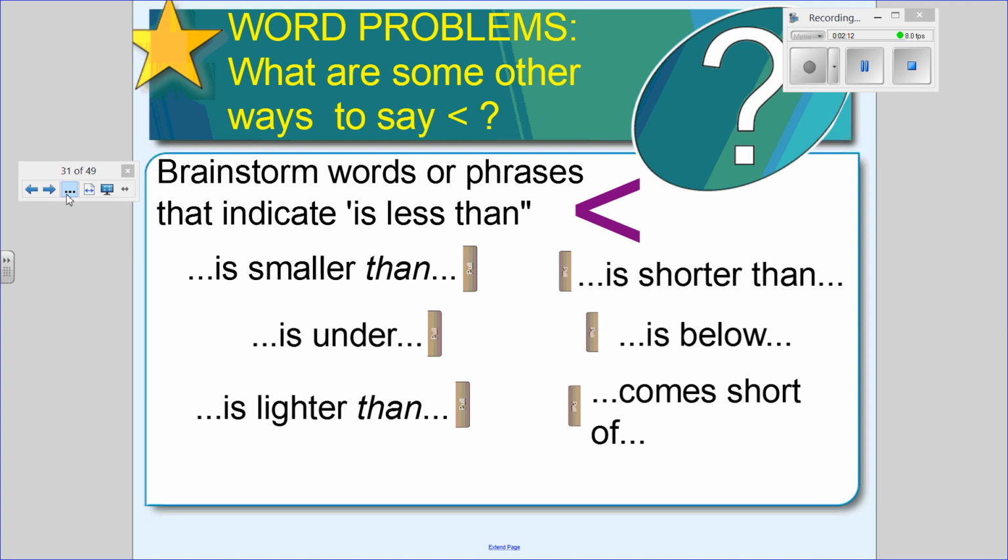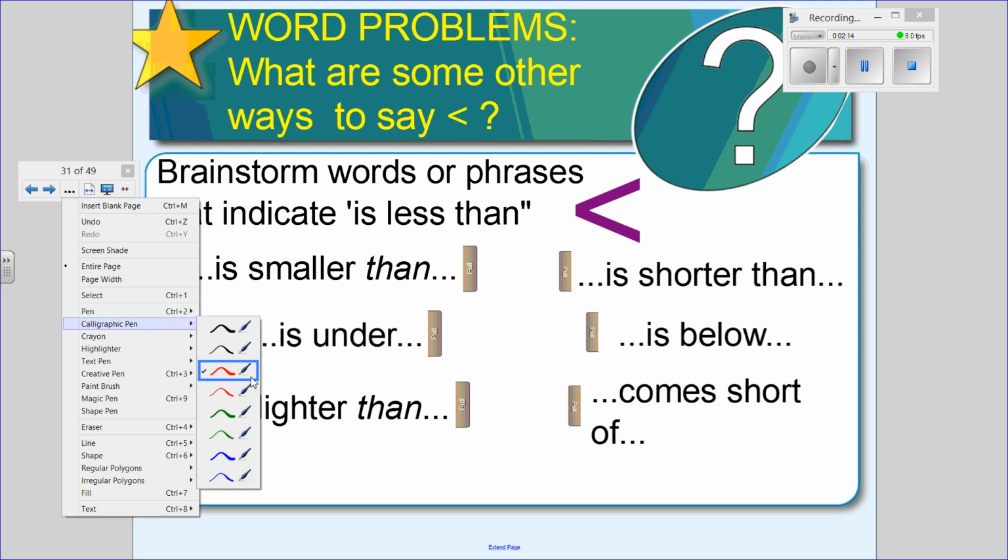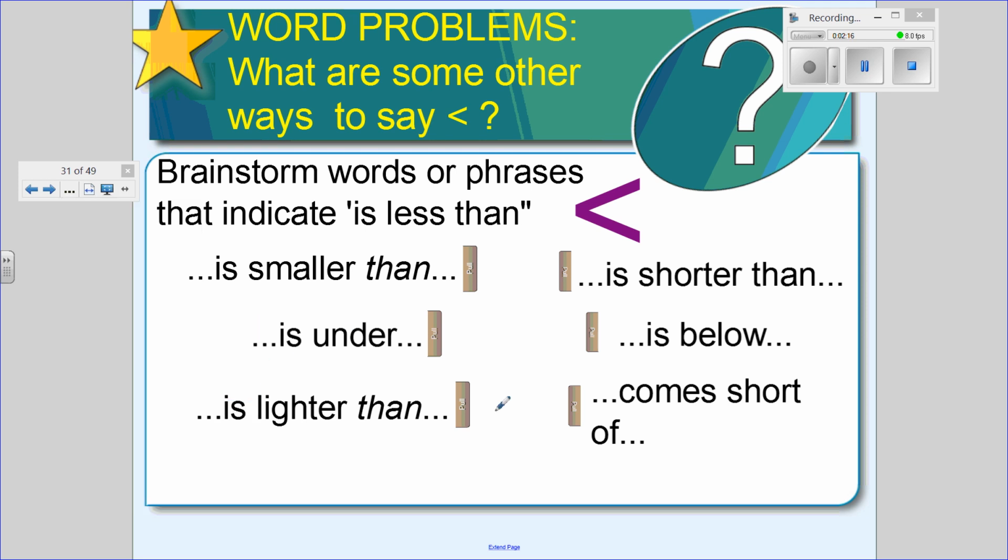So if I get out my pen once again, hopefully they're working today better than they were the other day. If I say the length of L is shorter than 15 yards, that would indicate an is less than symbol, and L is smaller than 15 yards.